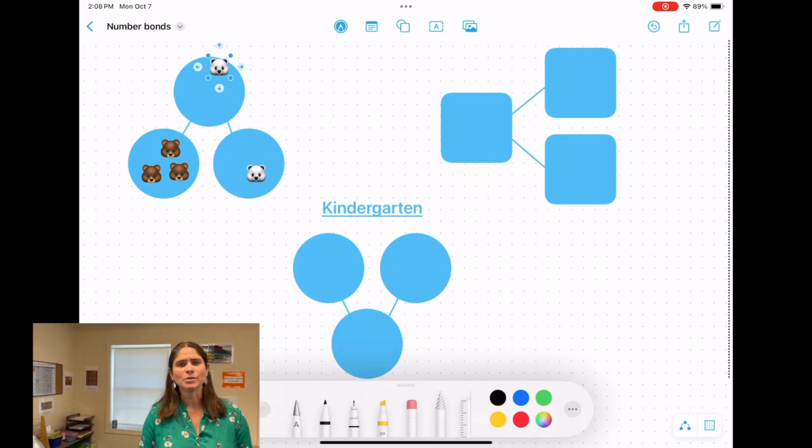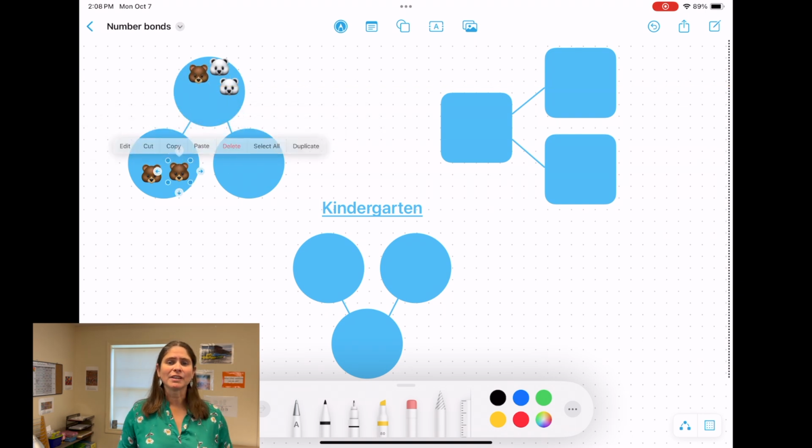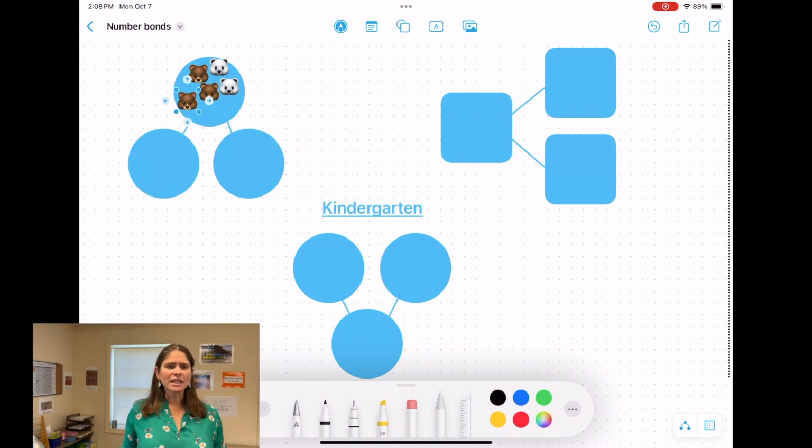Number bonds are introduced as early as kindergarten. We start by using objects in order to illustrate the relationship between parts and totals. This is a relationship that grows with students all the way through their mathematical experience. Once they've built these with actual objects, we move to drawings, and eventually by the end of kindergarten, we show the relationship of parts and totals in numbers.